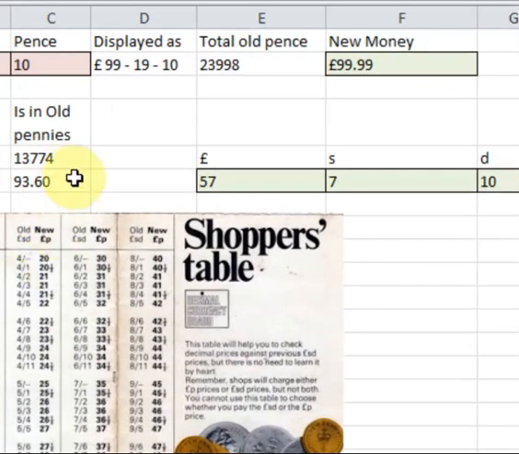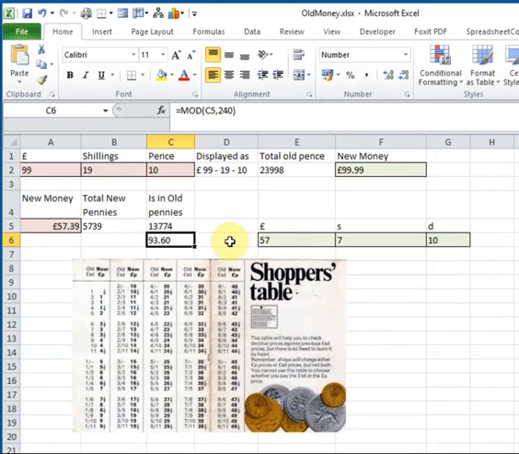Well, firstly, you'd need a helper cell. This is what I've got here in cell C6. In here, I've got a formula which is going to calculate how many old pennies there are left after the pounds have been divided by 240. We need this so we can work out how many shillings are left, and then we do a similar calculation to work out if there are any real pennies left. Let's look at that formula. It's equals MOD, open brackets, C5, comma, 240, close brackets.